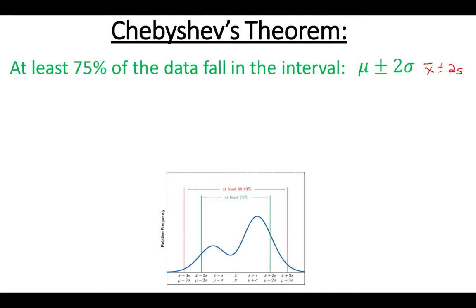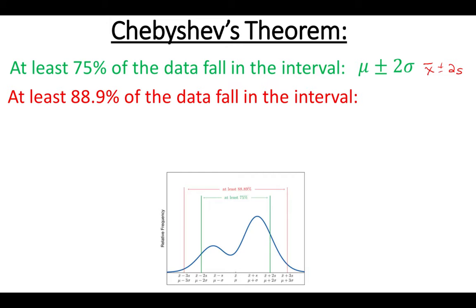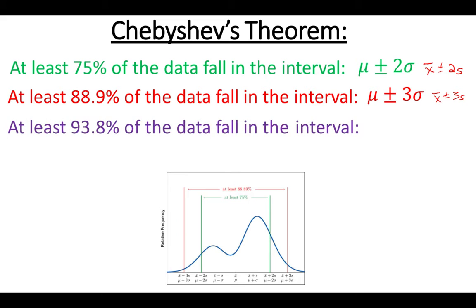And then if we were to continue this further, what I just proved was 88.9% for 3 standard deviations of the mean. And again, this could be x bar plus or minus 3s. And then if I were to take that up to 4, if I were to do my little formula, I'd get 93.8.